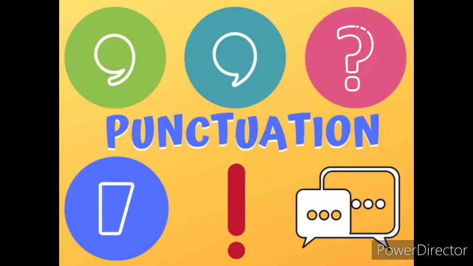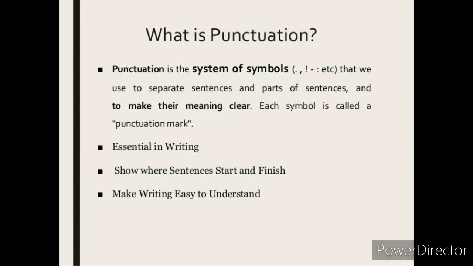Children, now let's see about punctuation. What is meant by punctuation? Look at here, children. Punctuation is the system of symbols like comma, full stop, exclamatory mark, hyphen, semicolon, etc. that we use to separate sentences and parts of sentences and to make their meaning clear. So each symbol is called a punctuation mark.